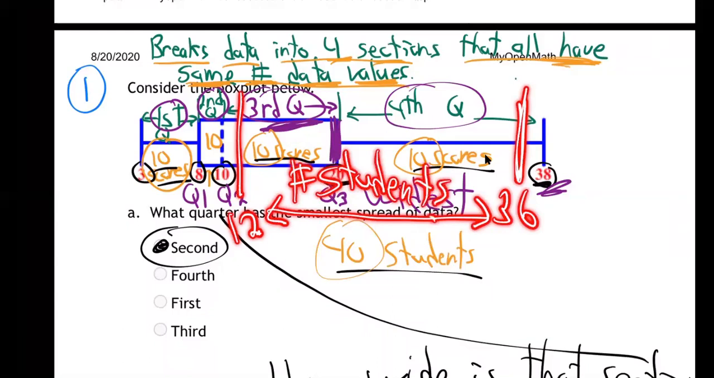We can't just subtract 36 minus 12. It's not about the width. That's the mistake everybody makes. It's not about how wide this section is. It's about how many students are in the section.